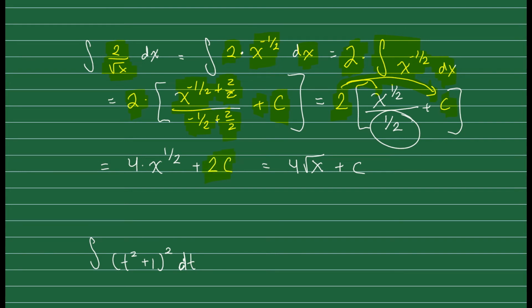But 2c is nothing but just a constant. It's just a normal c. So this is your final answer, 4 times the square root of x plus c. You can verify that the derivative of this gives me my integrand right here. All right, so this is this example.